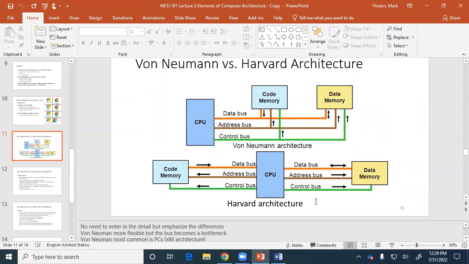And then you would know that the Harvard has more buses, and it actually works faster, right? So you can see that the Harvard's got twice as many buses and works faster than the Von Neumann. The other thing is that the Von Neumann is more common in our computers, and Harvard is making its way in. The other thing is that the Harvard is found in embedded devices, where you have a small device that has to work within another system.